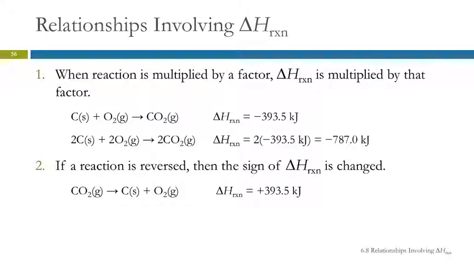Does that make sense? So I sell you something for $10. You give me $10. We reverse the transaction. You give the object back. I give the $10 back. It's the same amount of money changing hands. It's just going different directions. So this is just the opposite process. So we just change the sign of delta H. You reverse the reaction, you reverse the sign on delta H.